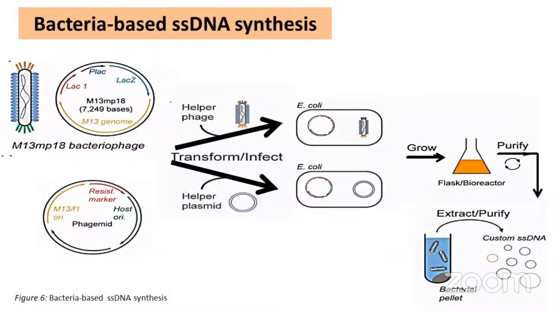Bacteria-based single-stranded DNA synthesis is used for large-scale bacterial production of pure single-stranded DNA using modified plasmids or helper M13 E. coli strains in combination with phagemids. Bacteriophage M13 infects E. coli and then replicates to produce progeny phages that exit directly into the culture medium without causing bacterial lysis. The progeny phages are then extracted and the single-stranded DNA genome is purified and ready to be used as a source of single-stranded DNA.